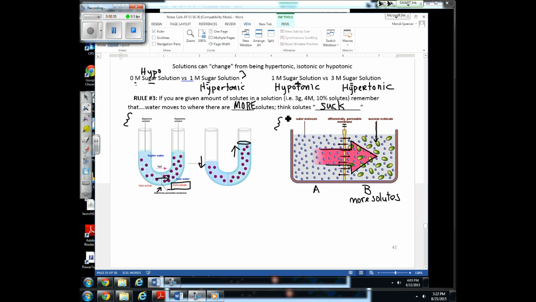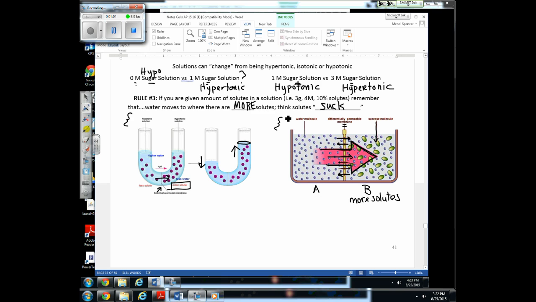Now, I do want to point out that water molecules still can move from B to A, but you're just going to have a greater flow of water molecules moving in this direction compared to this direction. So that's why you still see these smaller arrows indicating that water can move in both directions, and then you have this bigger arrow that's just indicating the direction of the net flow of water.